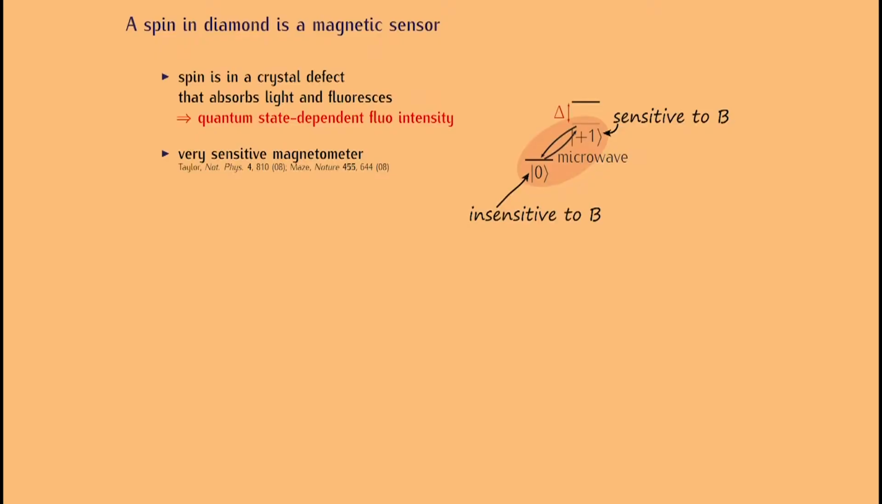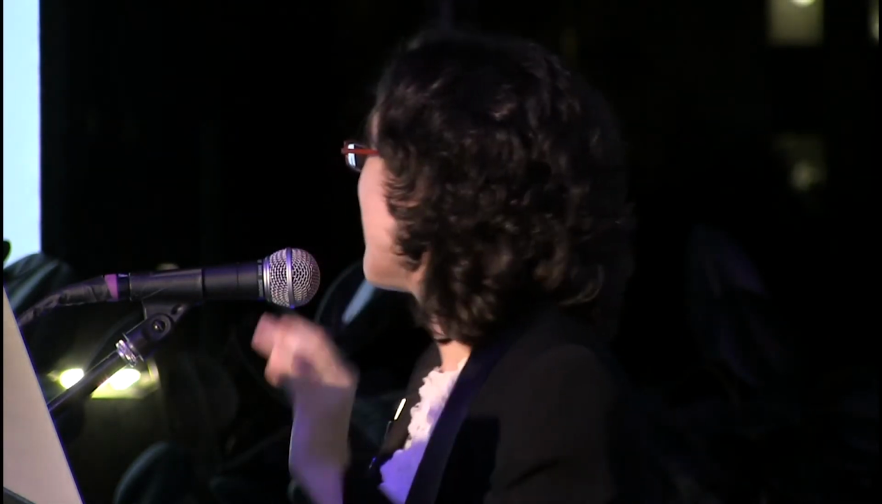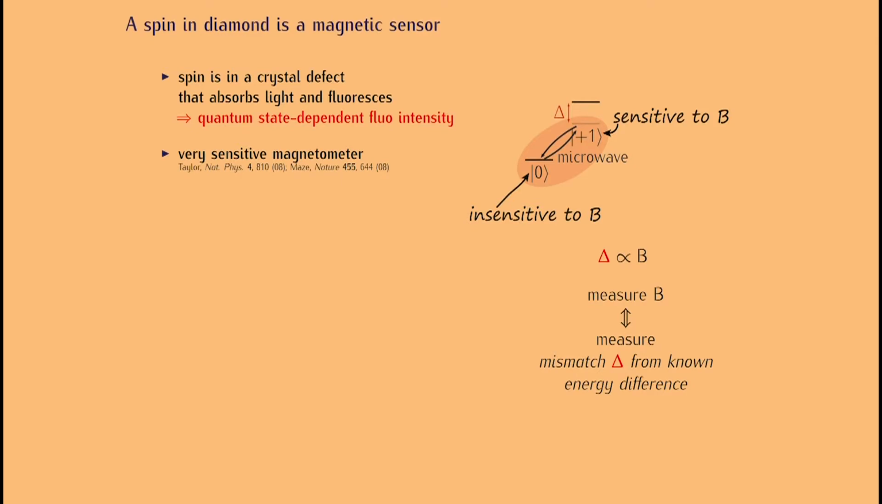So here's the cool trick. This energy change is actually proportional to the magnitude of the external field, so that measuring a magnetic field is actually mapped onto the problem of measuring a mismatch delta from a known difference in energy. And this is something that engineers and physicists have known how to do for decades. It's a basic problem of signal processing. So that's how we put a tiny little quantum object to use as a magnetic field sensor.